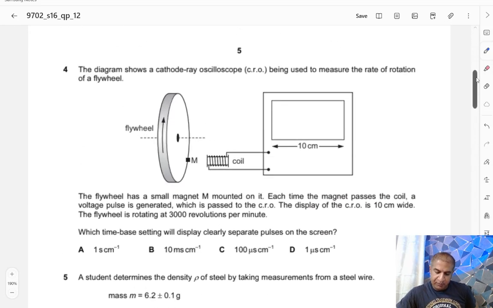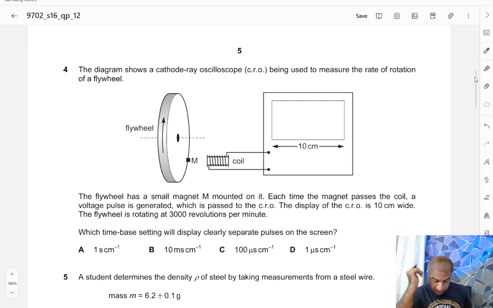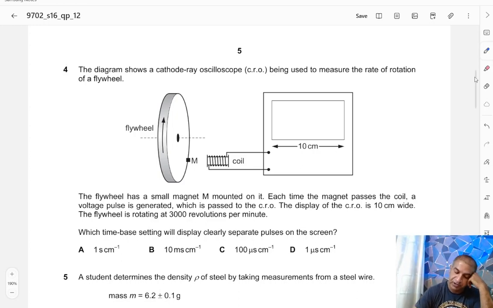Oh my god, I think this is the most difficult question in the entire paper because I had to think a lot, and most likely people do not have this thinking ability. So let's just try it out. Actually, it is even very difficult to explain this question. The diagram shows the speed cathode ray oscilloscope being used to measure the rate of rotation of a flywheel. Okay, so we happen to have a flywheel, and M is supposed to be a magnet.